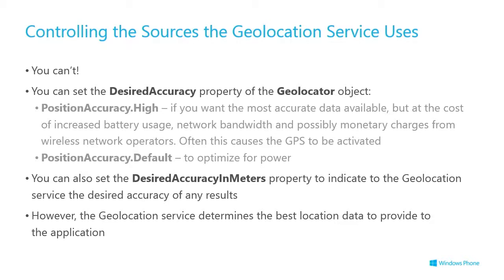You can also set the desired accuracy meters properties, another way of influencing how accurate and how long it will take to get a fix. So if you're only interested in to the nearest 100 meters, set that to 100, and you're going to get a quicker fix, because as soon as it gets within that range, it will give you the position information back again. But it's up to the geolocation service on the phone to figure out how best to satisfy your request for location information.